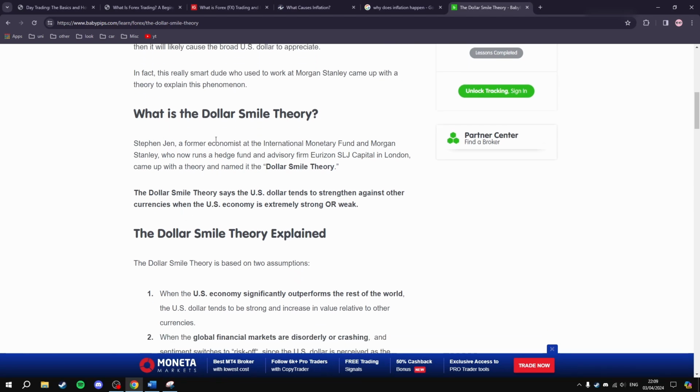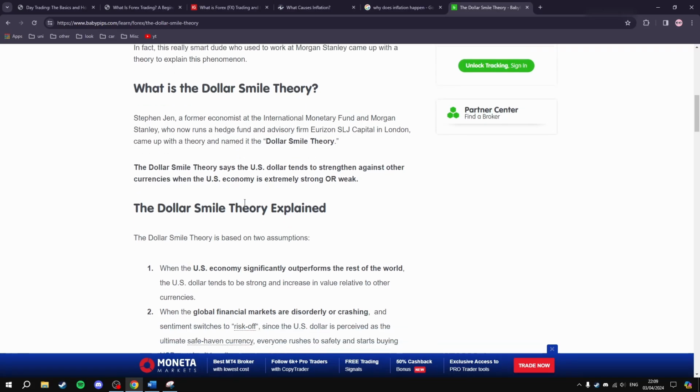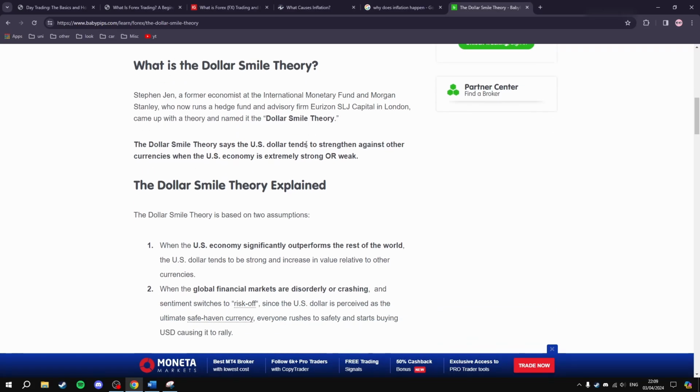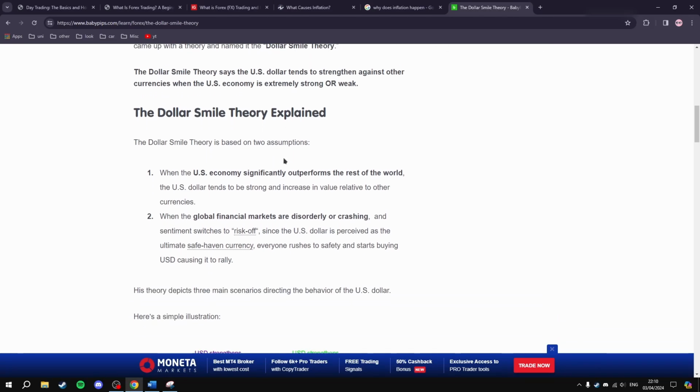What is the dollar smile theory? Stephen Jen, a former economist at the International Monetary Fund and Morgan Stanley, who now runs the hedge fund and advisory firm Horizon SLJ Capital in London, came up with a theory and named it dollar smile theory. The dollar smile theory says the US dollar tends to strengthen against other currencies when the US economy is extremely strong or weak.